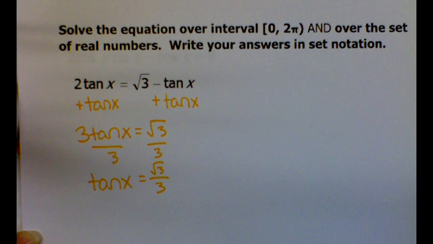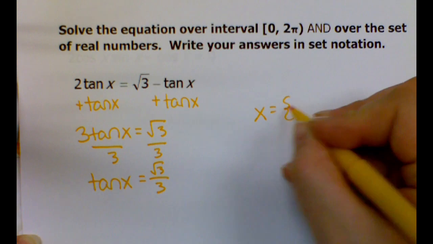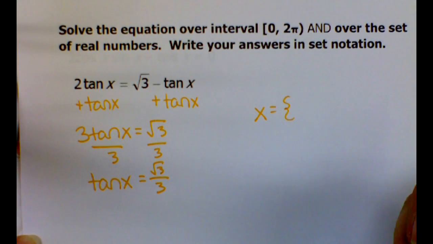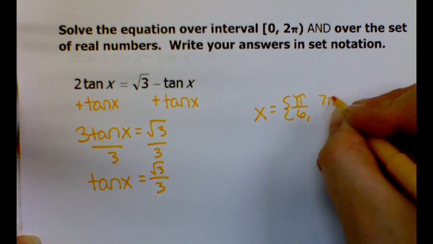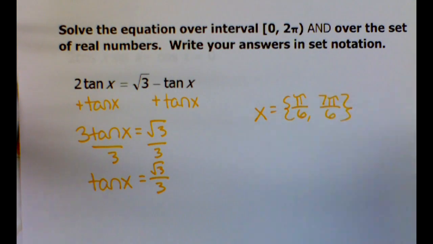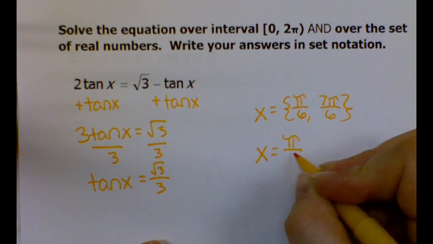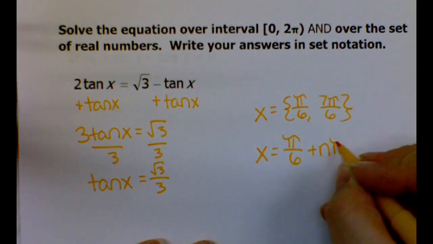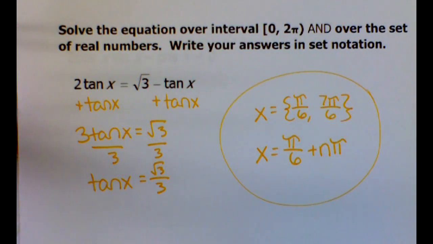Let's start with the interval 0 to 2 pi. Between 0 and 2 pi, where is x, or where's the tangent of x square root 3 over 3? That's at pi over 6 and 7 pi over 6. Remember that the period of tangent is n pi instead of 2 pi. So we can write this as pi over 6 plus n pi. And I don't need a second piece because that already hits 7 pi over 6. There's our answer.